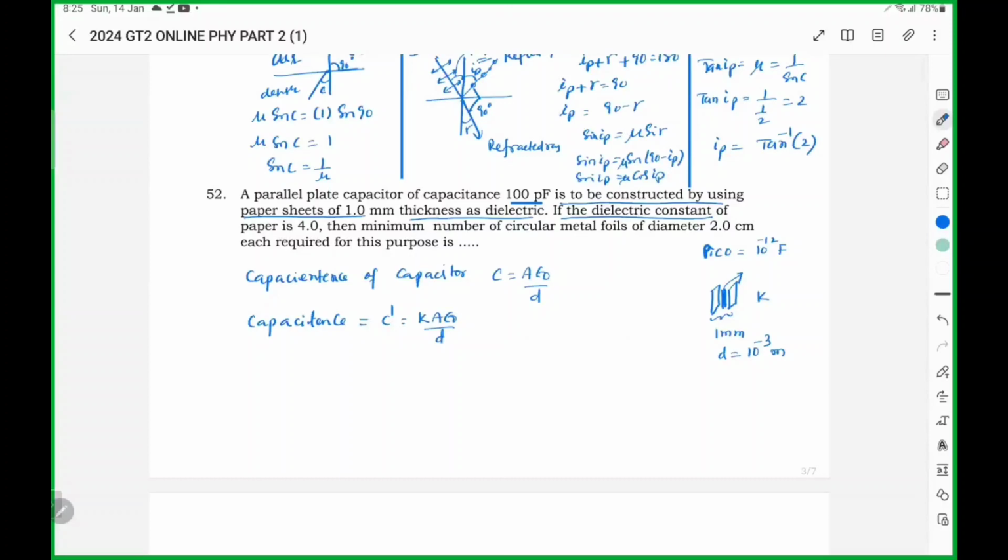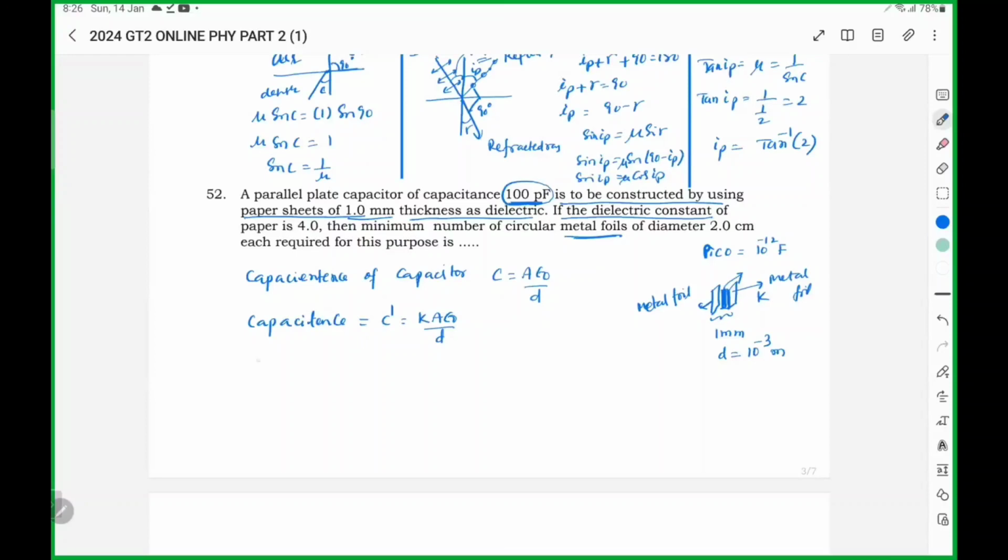So here finally he is asking about metal foils. How many metal foils are there? This is one metal foil. This is the other metal foil. In between, paper is placed whose thickness is 1 mm. So to prepare one capacitor, we require two metal foils. So let us see how many capacitors are required to prepare a capacitor of capacitance 100 picofarads.